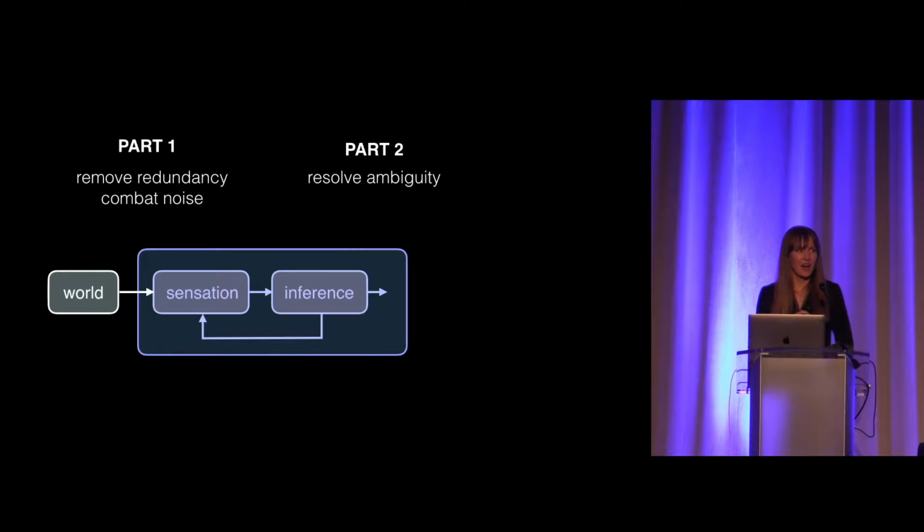Okay. So in the first part of the lecture, we focused on how sensory systems could efficiently encode information about the outside world. And now we want to think about how they could use this information to guide inferences, to infer unobserved properties of the world, and in doing so, resolve ambiguities.